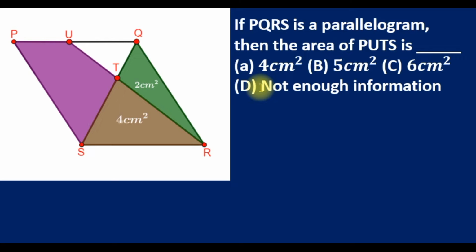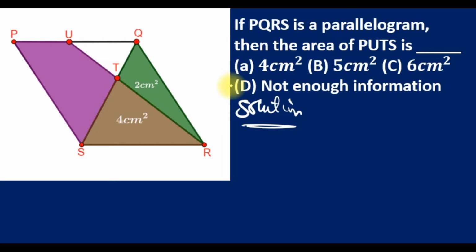So we're given this question. We're asked: if PQRS is a parallelogram, then the area of PUTX is dash. The solution is very fast. I would do it the faster way, but after I will explain my solution.